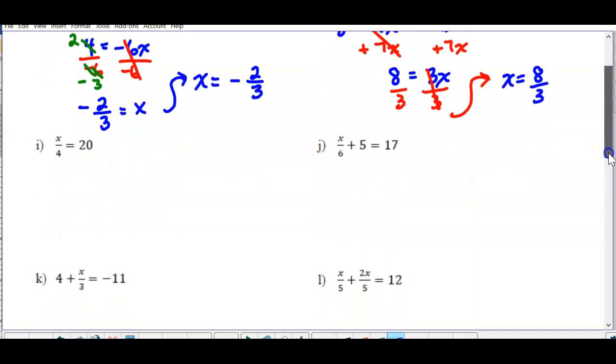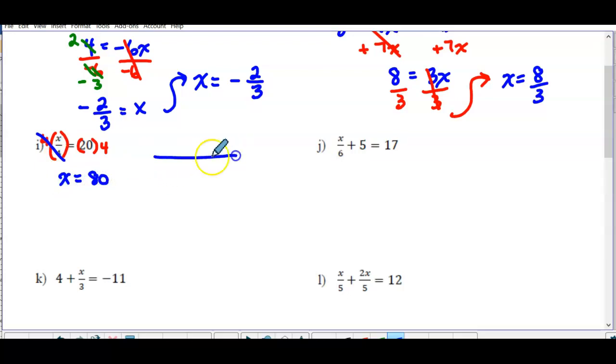Next ones already have fractions in them. So think about what that means. That means x divided by 4 equals 20. So if you've got a denominator there, the opposite of dividing by 4 is multiplying by 4. So you're going to multiply, and usually I use brackets. You can use a multiplication symbol, but it might look like an x, so I use brackets. And then the 4's divide out, so I'm left with x equals 80.